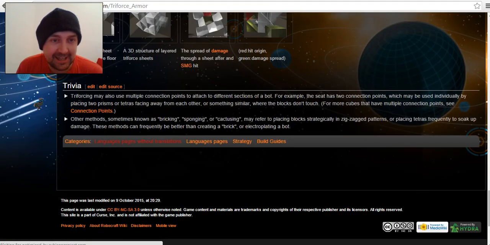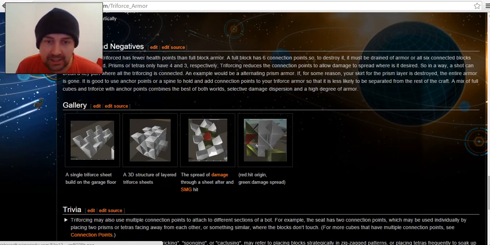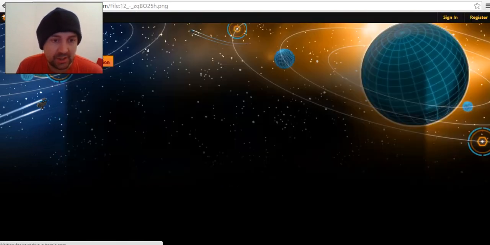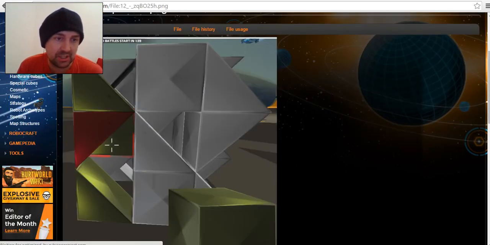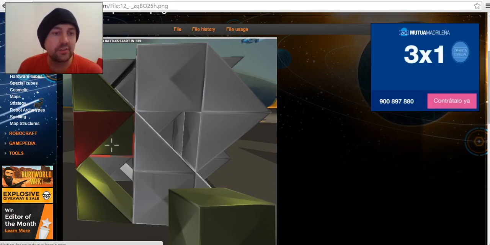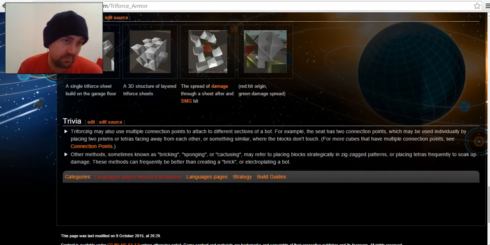Right. And then on the 3D structure of layered Triforce, the SMG hit comes in there. It spreads up and down and then to the side, but it doesn't continue through. It doesn't continue to penetrate through. Fair enough. It definitely has advantages. It definitely does.